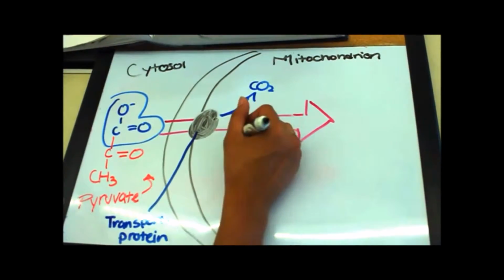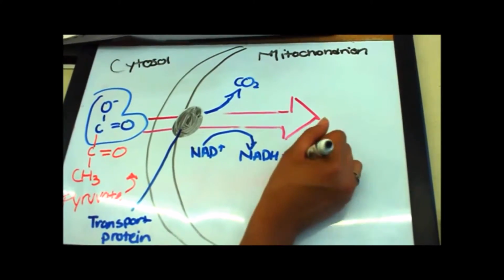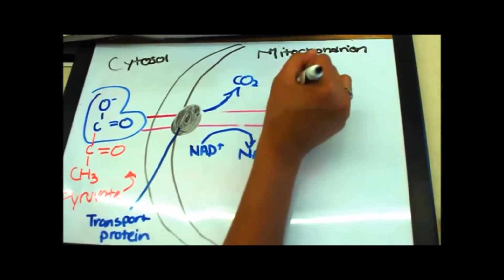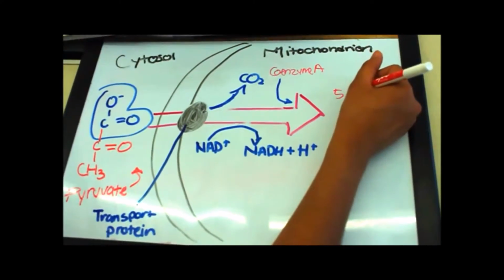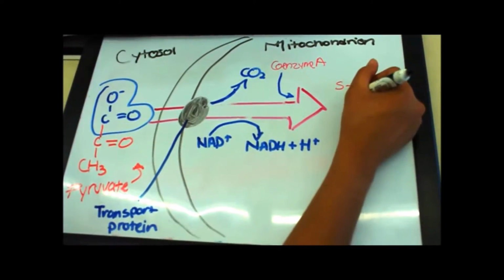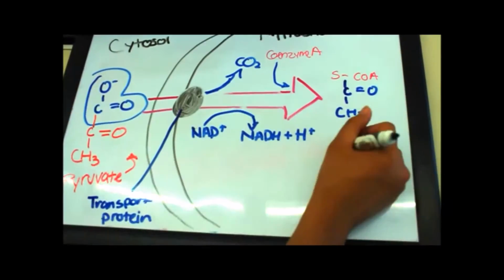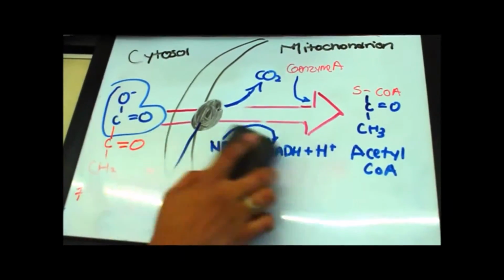The C-double-O group at the top of the pyruvate has little chemical energy, so it is removed and released off as CO2, and NAD+ is reduced and turned into NADH plus hydrogen. So the remaining 2-carbon fragment is oxidized, forming acetate, and finally the coenzyme A attaches via its sulfur atom to the acetate, forming acetyl coenzyme A.